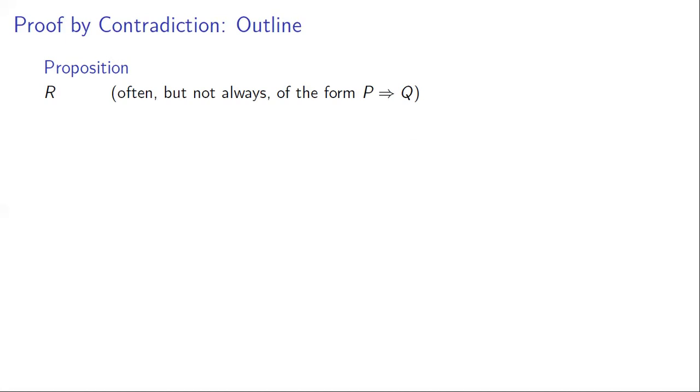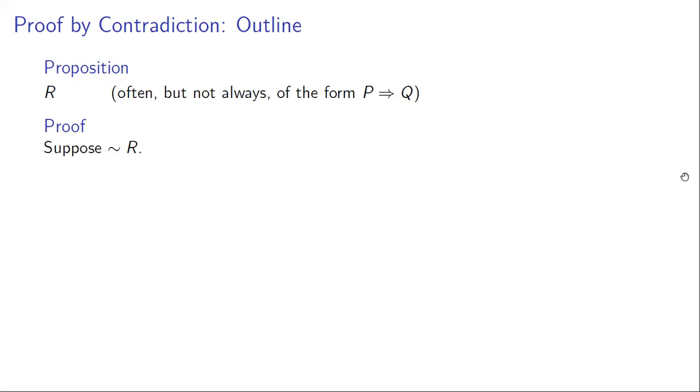So we'll see three examples of proof by contradiction. The first two will be of the form if P then Q, but the last one will not be of the form if P then Q. It will just be a claim, not in a conditional form, and we're still going to be able to use proof by contradiction for that. So that's what the proposition looks like, and then we start with the proof.